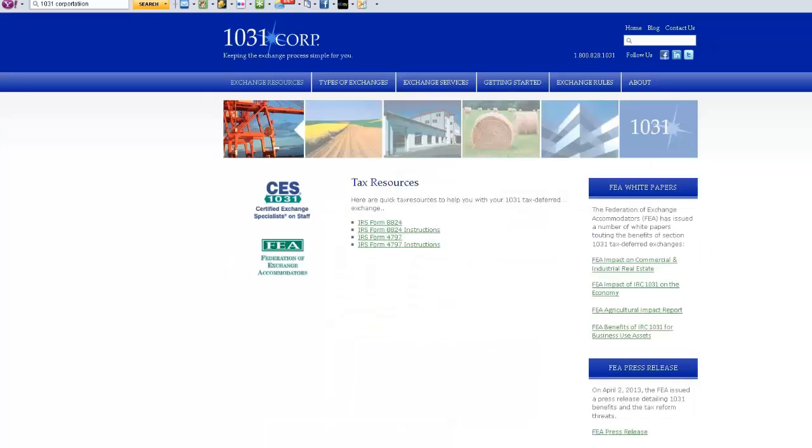And here you have this tax resources link. They've got the IRS Form 8824. And somewhere in here they have worksheets. And rather than find the worksheet for you, again, I inserted a link to it in the manual. You just click on the link. But these are the people, and there are other people like them, that have a lot of resources available to you.